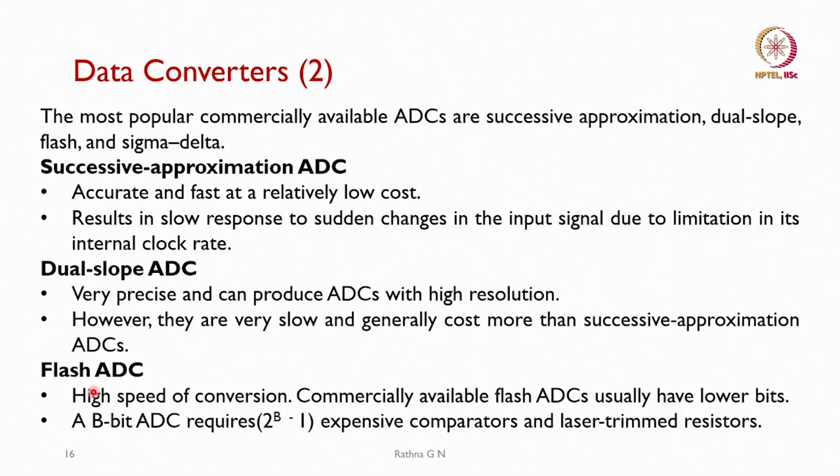The other type is the flash ADC. So, we know that it is a very high speed conversion, and commercially available flash ADCs usually have lower bits because of the power consumption and speed and other things coming into the picture. So, they cannot have higher bits. In a B bit ADC we know that it requires 2^B minus 1 comparators, which is going to be expensive, and laser trim resistors are required to implement this kind of ADC in the flash mode.